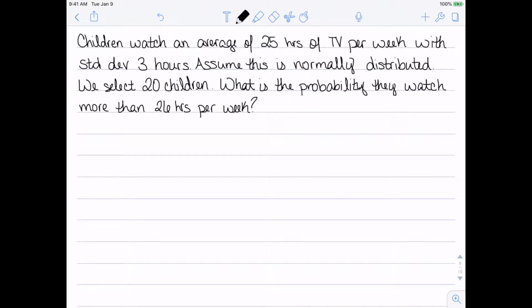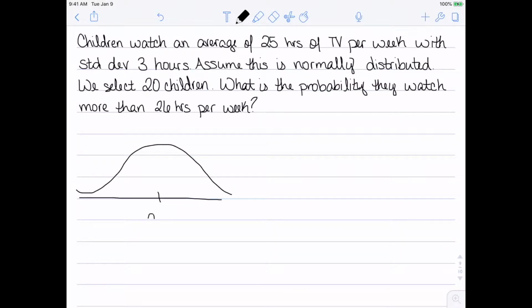Here's an example of a central limit theorem question. Children watch an average of 25 hours of TV per week with standard deviation of 3 hours. We're going to assume this is normally distributed, and we're going to select 20 children. What's the probability they watch an average of more than 26 hours per week? So we're not looking at the total sum, the number that these 20 children watch. We're looking at, on average, how much do these 20 children watch? And this is going to be very, very similar to a normal distribution problem.